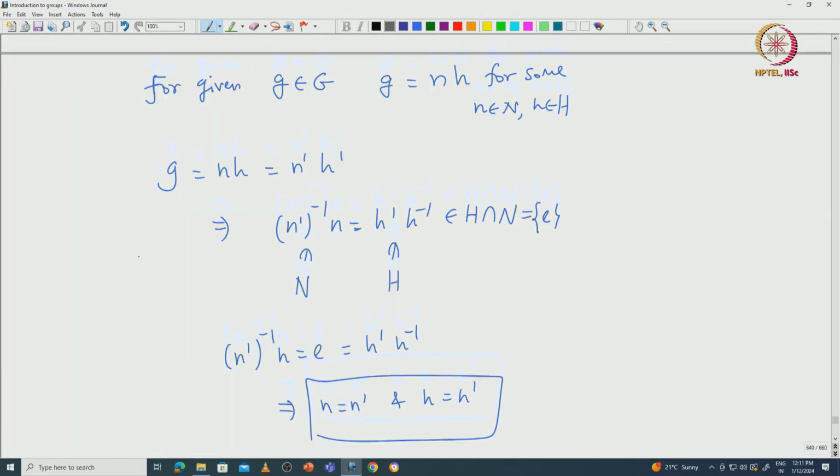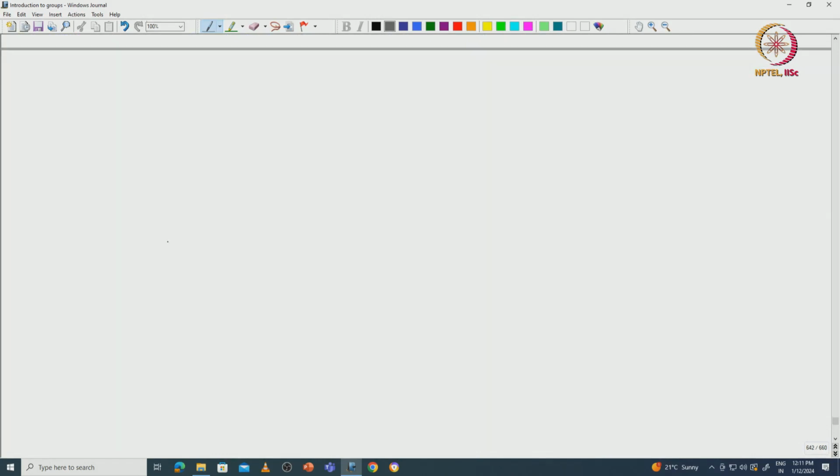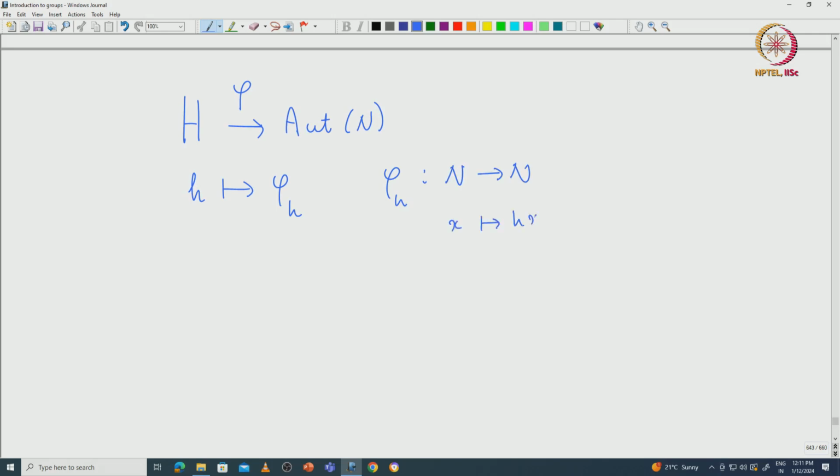Let us see. First of all, there is a natural action of H on N. You take H and you have this natural map phi from H to the automorphism group of N, given by H goes to phi H. How is phi H defined? It is a map from N to N. You just conjugate the given element: x goes to H x H inverse. I will leave it to you to check that phi is indeed a group homomorphism.